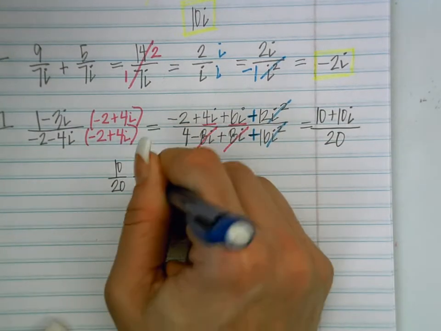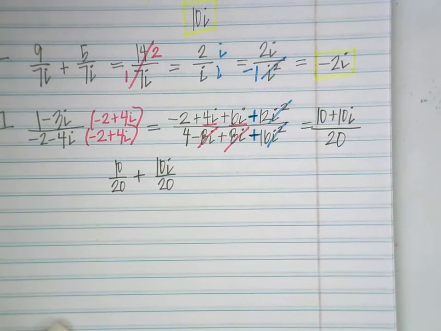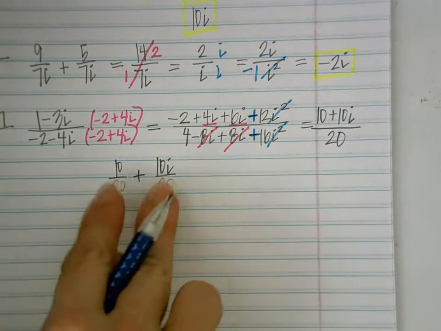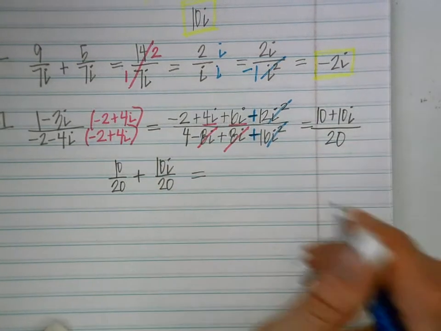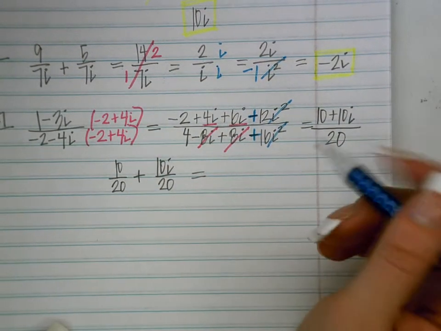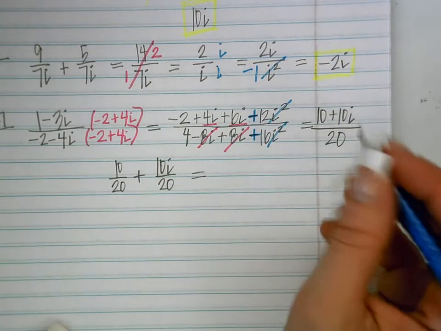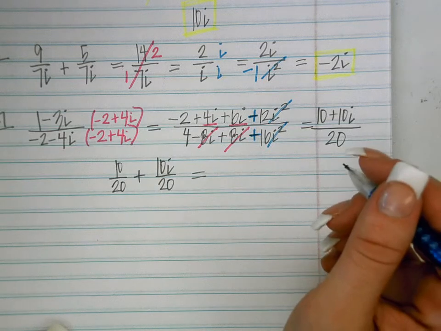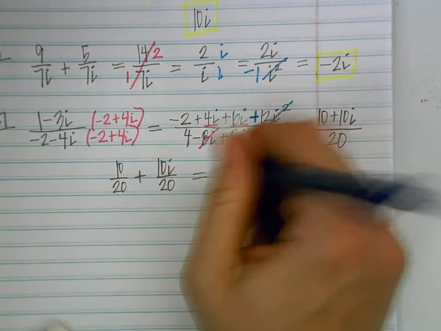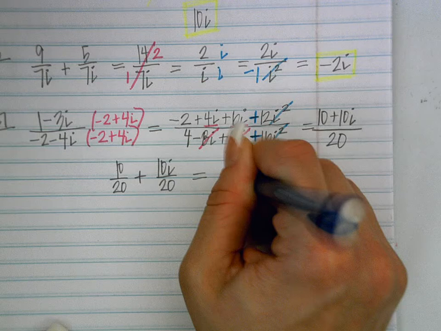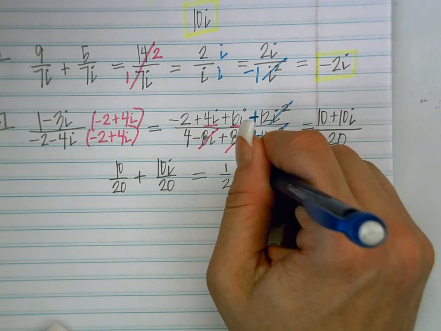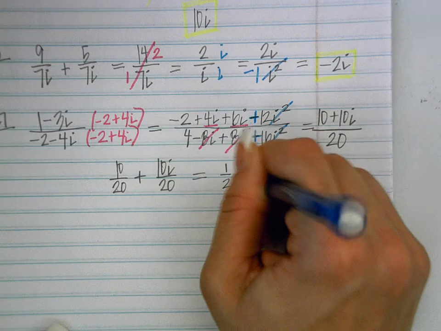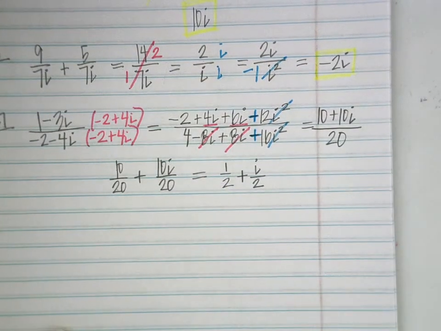And the reason you want to separate them is because sometimes, or a majority of the time, your denominators will end up different. In this case, they end up being the same. But a lot of times you can reduce them differently. So what would 10 over 20 reduce to be? 1/2. Plus, what's 10i over 20? i over 2. And if you write 1i, that's fine. That's the answer that we're looking for.